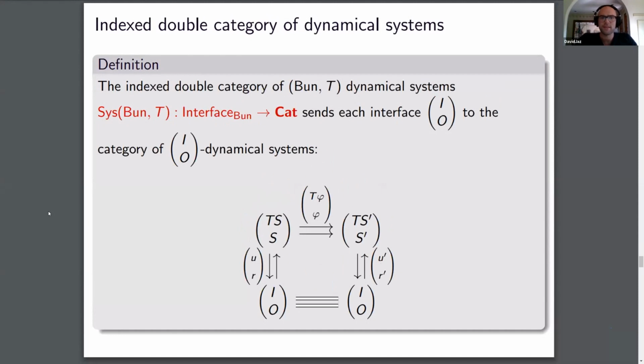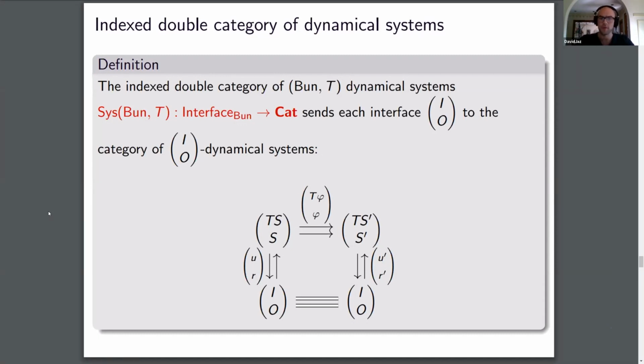So now our indexed double category of dynamical systems in a given doctrine is going to take an interface to the category of IO dynamical systems. And so the objects of that are these lenses into IO. And the morphisms are these squares in my double category of interfaces of this form. So they are going to be maps on state spaces that commute. In other words, they preserve update and readout.